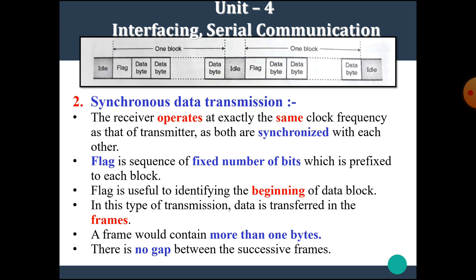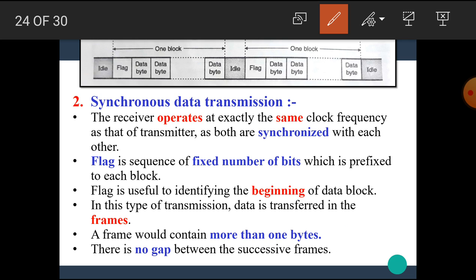The receiver operates at exactly the same clock frequency as that of the transmitter. Both are synchronized with each other. A flag sequence of a fixed number of bits is prefixed to each block. The flag is useful for identifying the beginning of the data block.